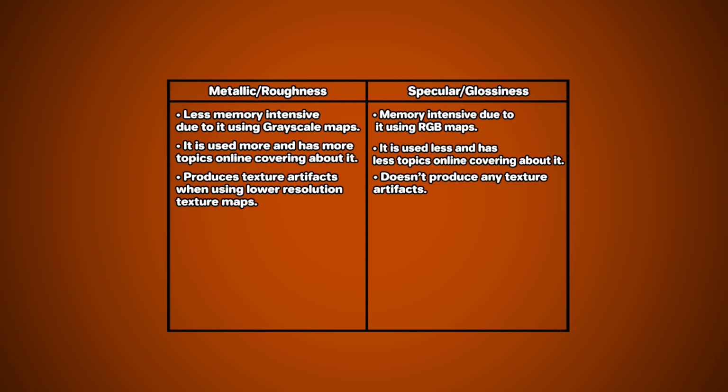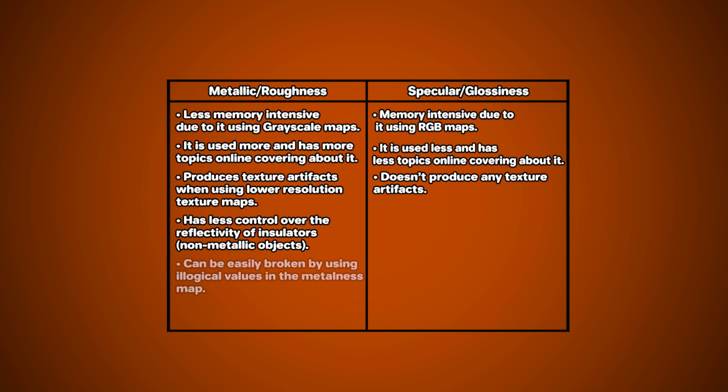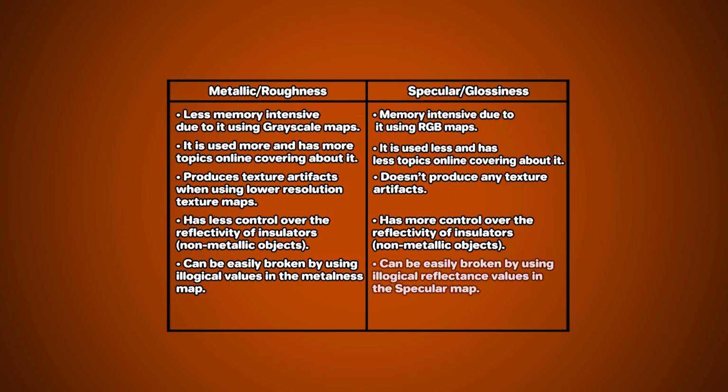Another disadvantage of metallic roughness workflow is having less control over the reflectivity for insulators, non-metallic objects. If artists don't understand the workflow, it is easy to use illogical values in the metalness map and break the system. Specular glossiness workflow has more control over the reflectivity for insulators, and it is provided with a full color input. It is also easy to use illogical reflectance values, which gives inaccurate results.